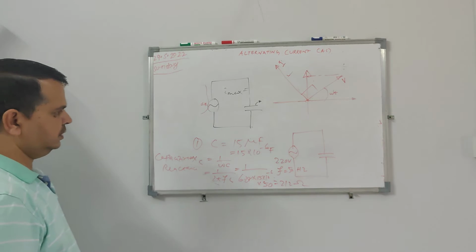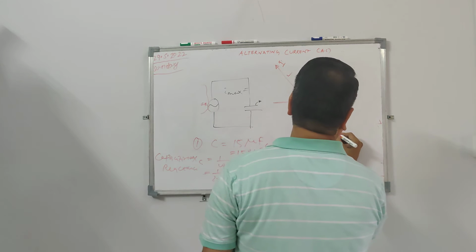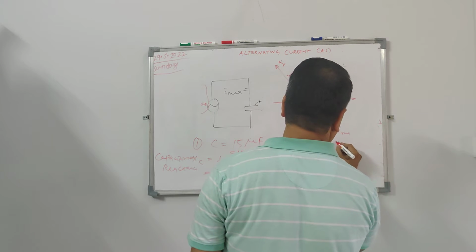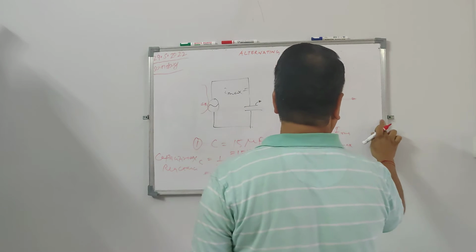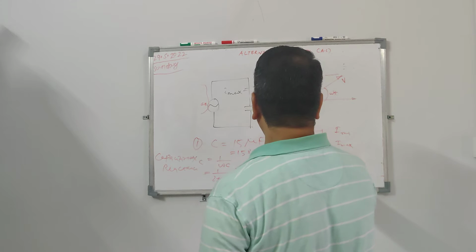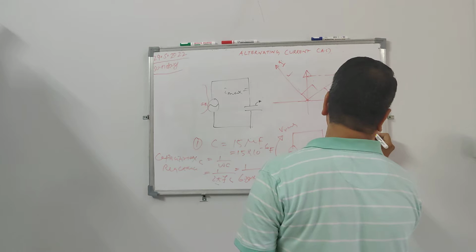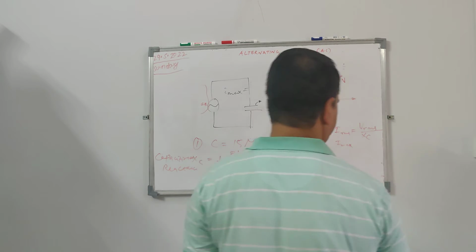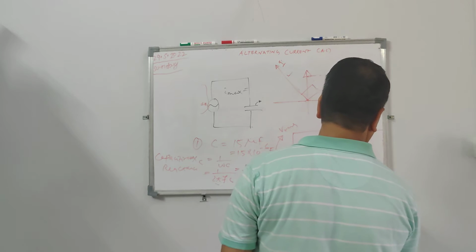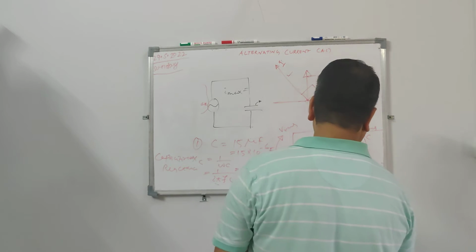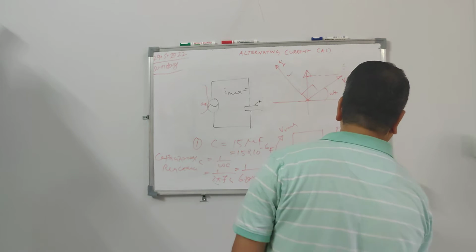Then the next question asks for the current, RMS and peak value, I RMS and I max. The supplied voltage is V RMS, so I RMS is equal to V RMS divided by the capacitive reactance. So this is 220 by 212, which is 1.04 ampere. So this is one answer.